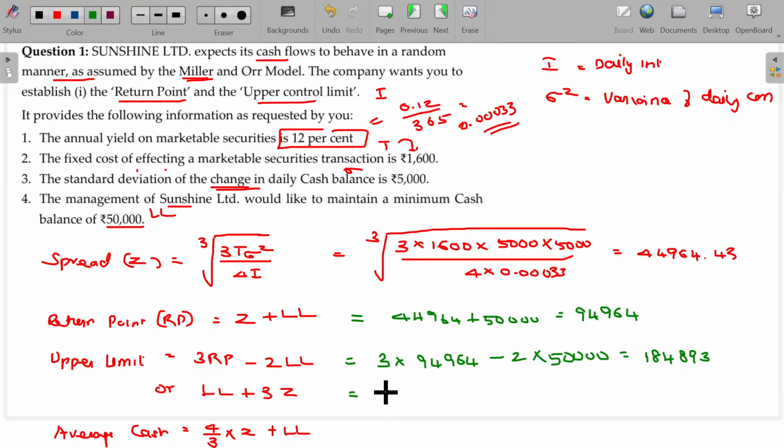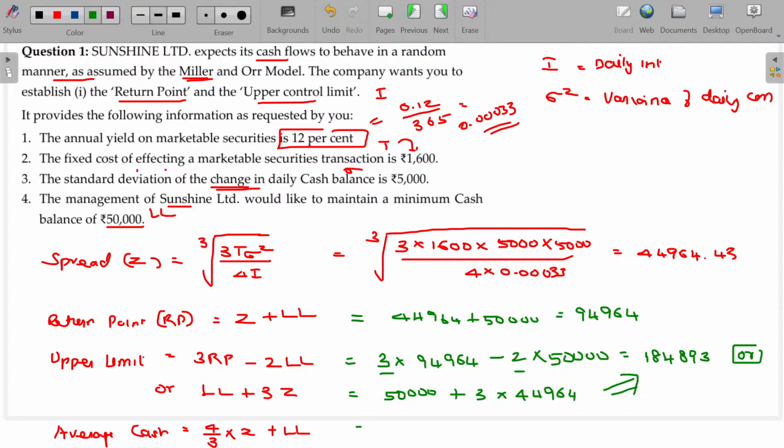The last one being lower limit. Either you can calculate with this formula or you can use the other formula also, no problem. So lower limit 50,000 plus 3 times the Z value, Z value being 44,964. The same formula, right? RP includes LL, so 2 LL is removed. So we only have 1 LL and 3 times the rest of the RP. That's how you can get the answer. Also, you'll get the same answer. You can use either of the formulae, no issues.